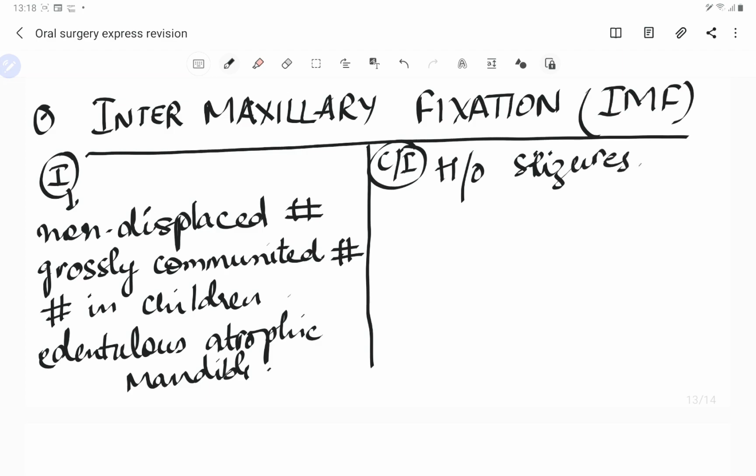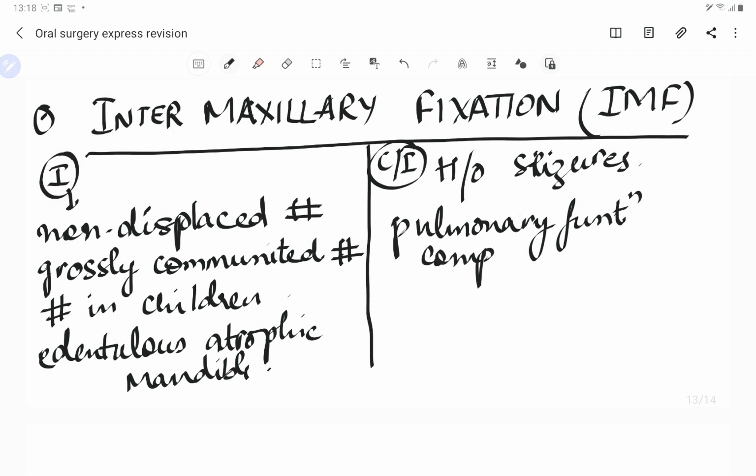because the person will be in a closed mouth state for a long period of time. That's the reason we do not go for it. Or if there is a compromise in the pulmonary function, then also we do not go for the intermaxillary fixation. Or in case there are GI disorders, because nutrition is going to get compromised, right?